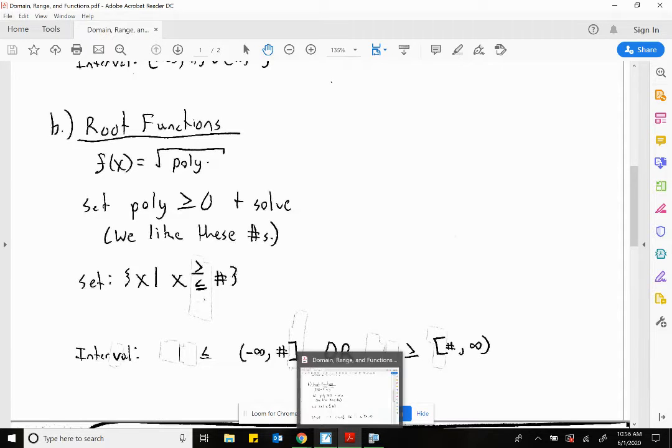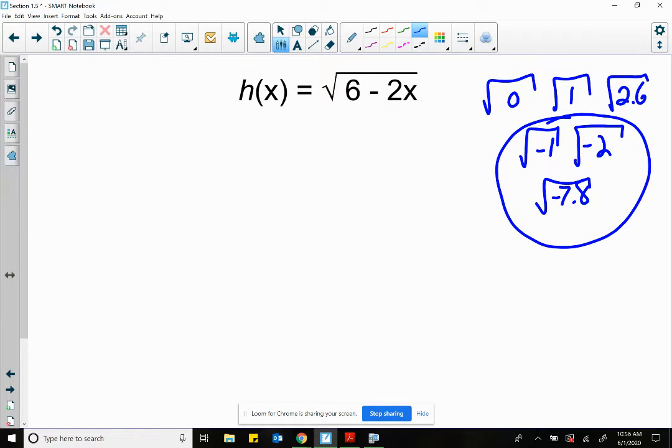So we're going to come back to our problem, and all we're going to do is take this 6 minus 2x and set it greater than or equal to 0 and solve. And once we solve this, these are the answers we're going to like. So again, these over here, just to remind you, error. We can do these, but we cannot do those. All right, so let's solve.